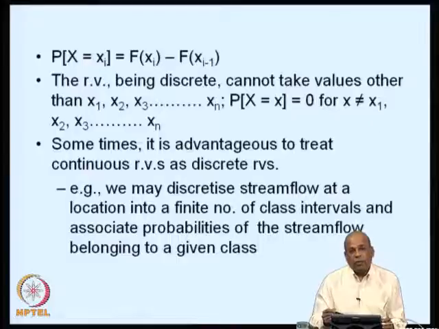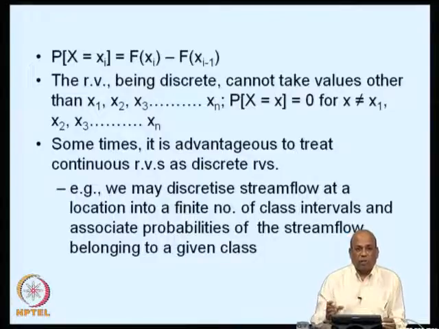In hydrology, sometimes it is advantageous to treat continuous random variables as discrete random variables. In fact, in water resource systems analysis, many times we use this. Let us say we are interested in stream flow. Stream flow is actually a continuous random variable, but we may discretize this stream flow into a number of class intervals and then treat the stream flow as if it was a discrete random variable. So, it can belong to one of these classes.